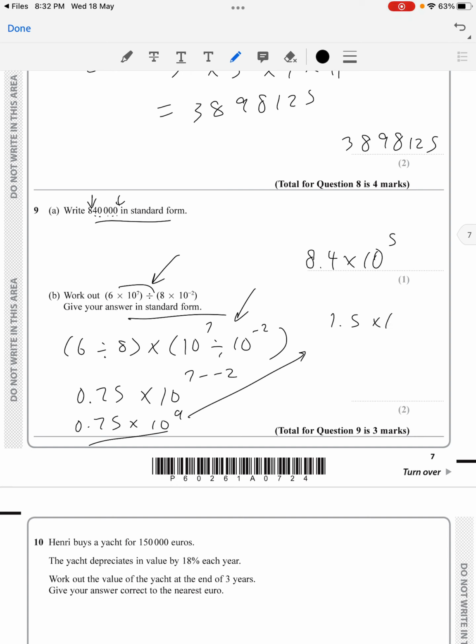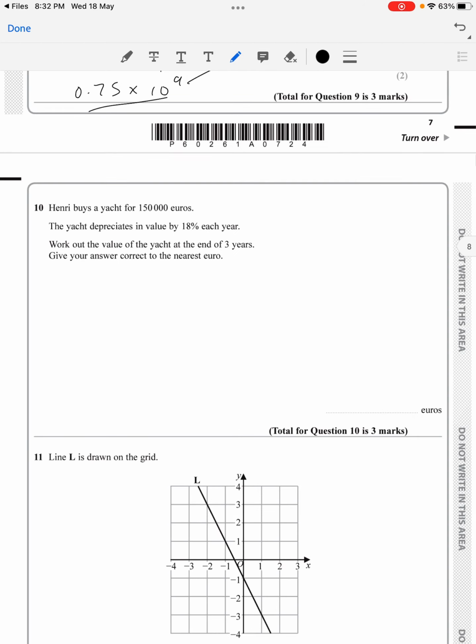In order to do this, you have 7.5 times 10 raised to the power 8. Okay, the power decreases in order to get the same equivalent value. 7.5 times 10 raised to the power 8 should be your answer. Right, let's move on to the next question.